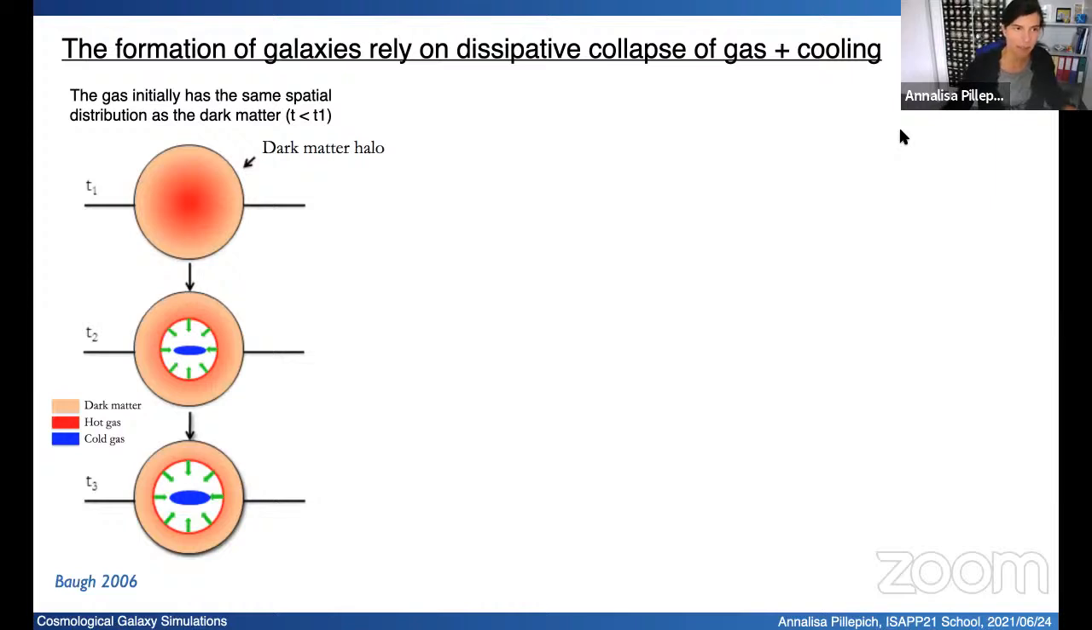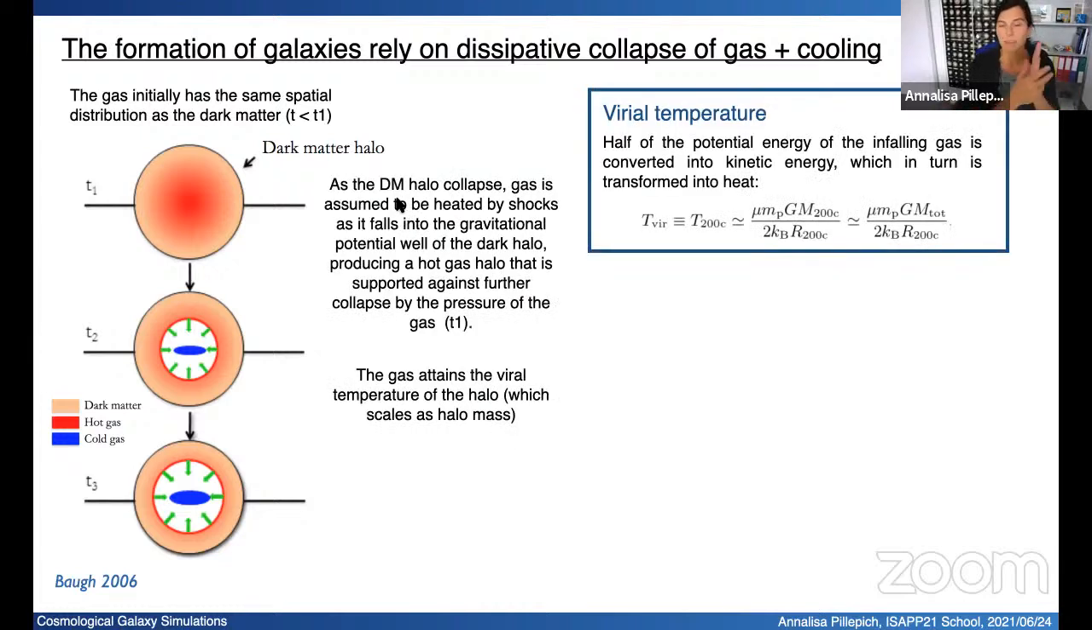This may sound a bit funky, but let me see if I can convey the idea. I go again into more detail with respect to the previous slides. The gas initially has the same spatial distribution as the dark matter. The dark matter halo collapses. The gas is heated by shocks as it falls into the gravitational potential well of the dark matter halo, producing a hot gas halo that is in principle supported against further collapse by the pressure of the gas itself. In fact, in this phase, the gas attains the so-called virial temperature of the halo. If you're interested, it's on the right-hand side, but maybe I can skip this detail.